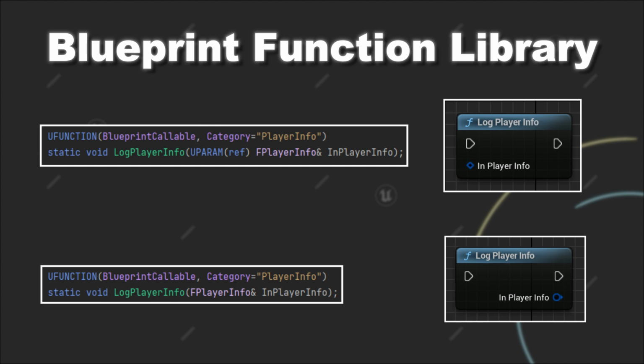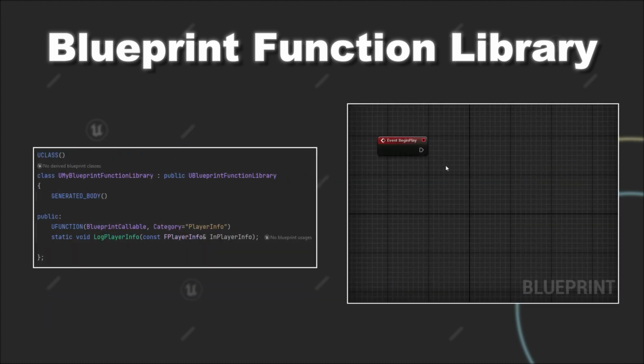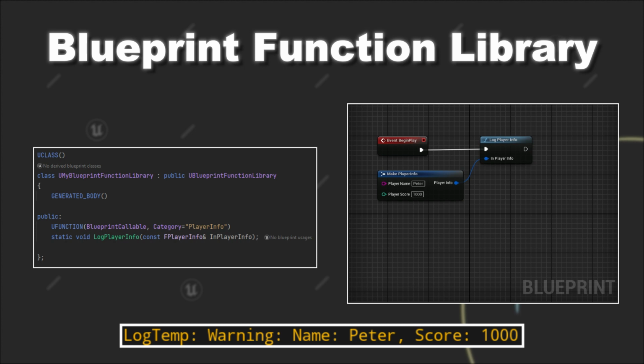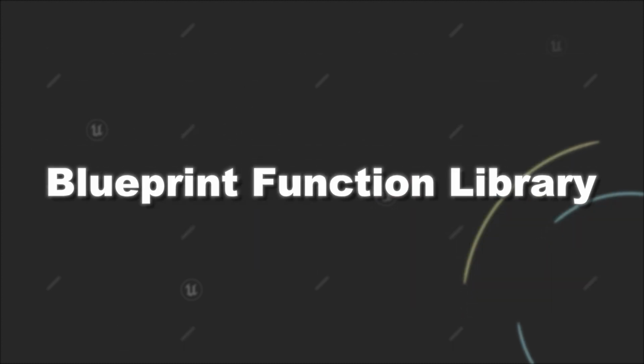Now with that, we can go to our Blueprint, create an instance of our struct and then search for our newly created function and call it. And as you can see, we log the information of our struct to the console and can reuse the function across different blueprints. But for now, these are the basics you should know about Blueprint function libraries.